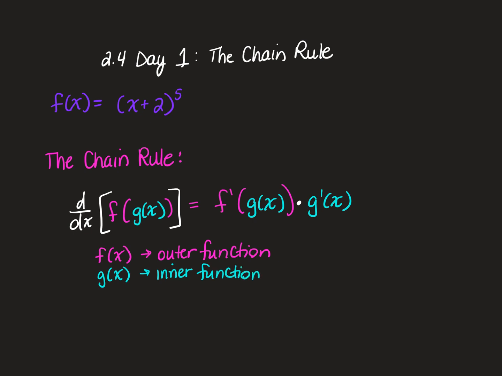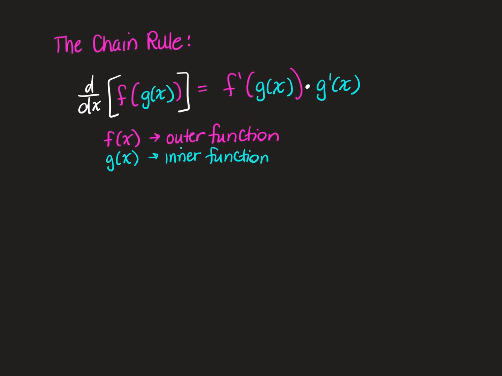So revisiting the problem up above, f of x equals x plus 2 to the fifth power. If we wanted to find the derivative of that, let me rewrite this as the derivative of f of x, and we're going to write f of x as having sort of two parts, okay? So we'll have our outside function and our inside function. I'm going to write it as my outer function and my inner function.